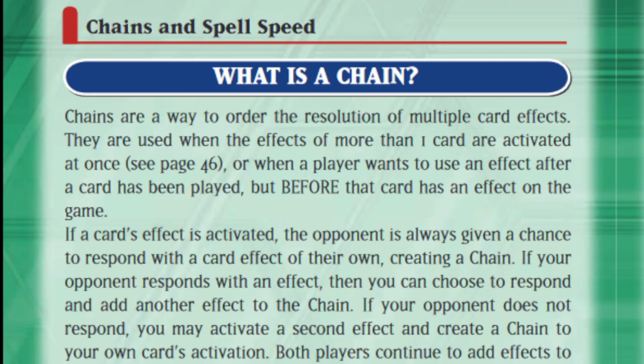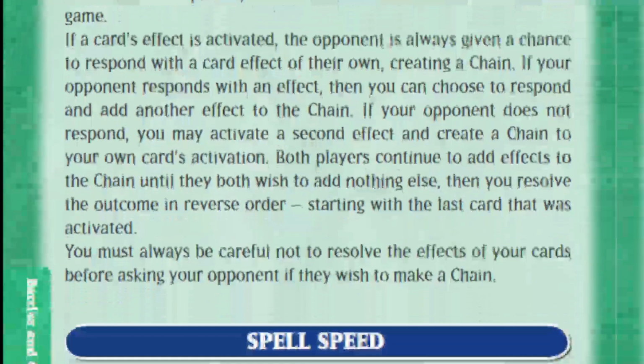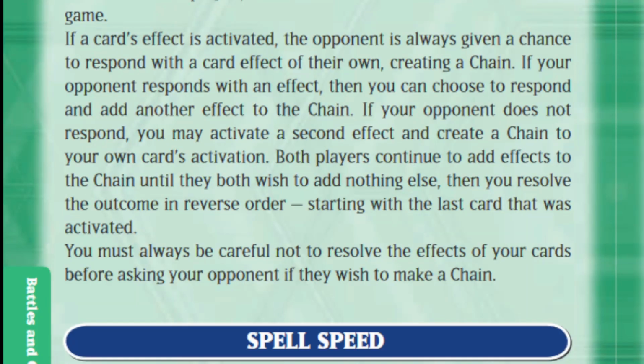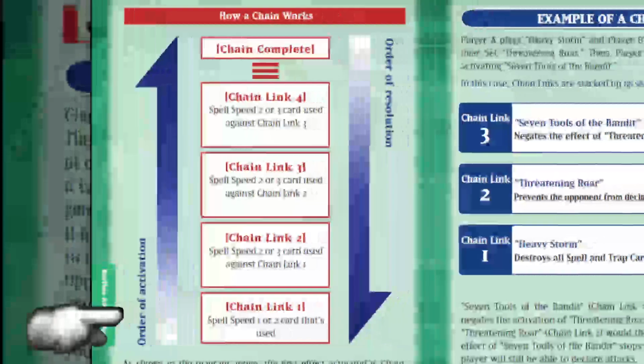Whenever a player activates a card, it will start a chain link, and then priority is passed to the opposing player, who can then respond with a card of their own. If they do not choose to respond, you can respond to your own card. Both players are given the option to respond to each other's card effects until neither player would like to activate any additional card effects, and then the chain is resolved backwards. Let's take a look at a diagram to see how this works.